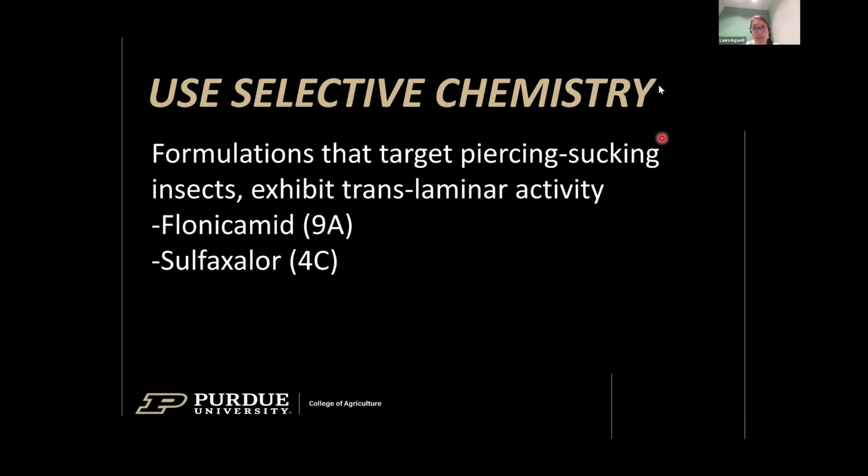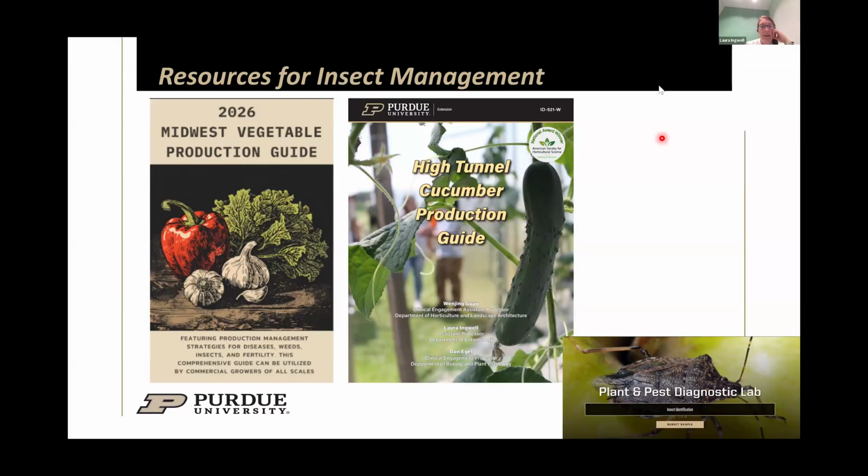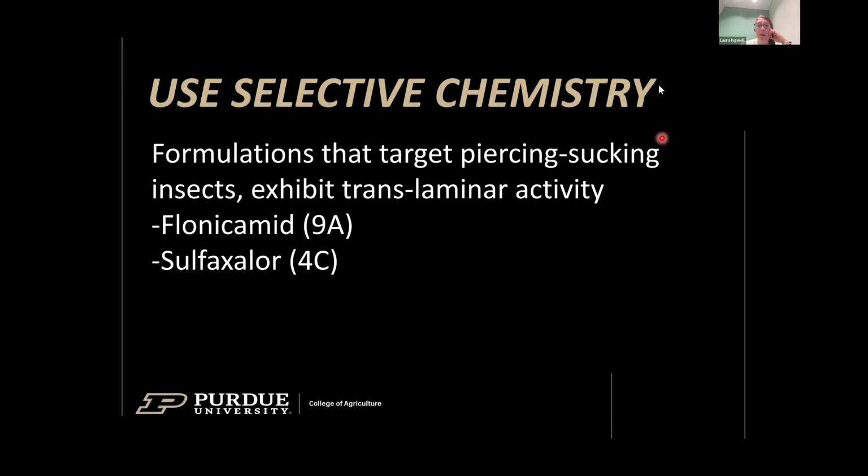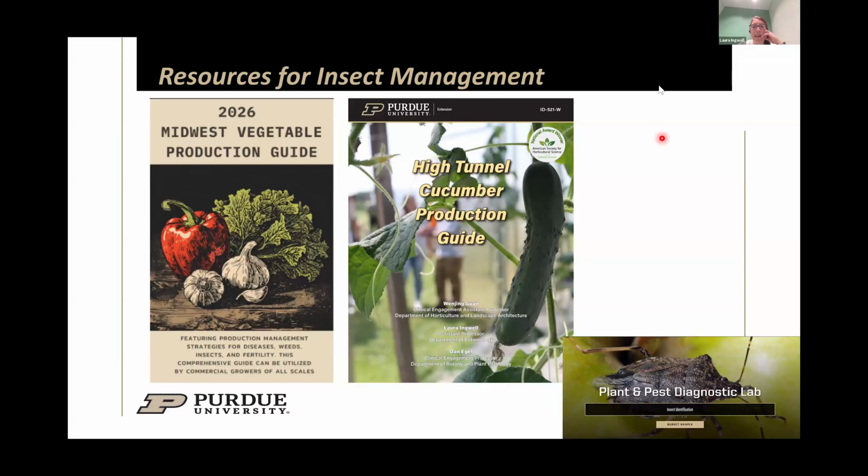It's not very effective at squash bugs, but another similar product that targets piercing sucking insects is sulfoxaflor. This is another one that is effective at squash bug management. And so it's going to minimize impacts on natural enemies and pollinators in the system. The other thing I would say is use the lowest rate when possible. Oftentimes that is sufficient to get your pests under control. But again, we have a variety of resources available to help you make these decisions.